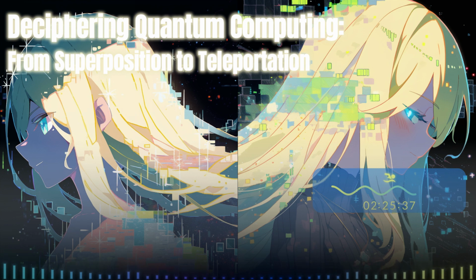Terminology Learning Corner. 1. Term: superposition. Superposition refers to the quantum phenomenon where a quantum system can exist in multiple states simultaneously. Unlike classical bits that are either in a state of 0 or 1, quantum bits, qubits, can be in a state of 0, 1, or both 0 and 1 at the same time due to superposition.